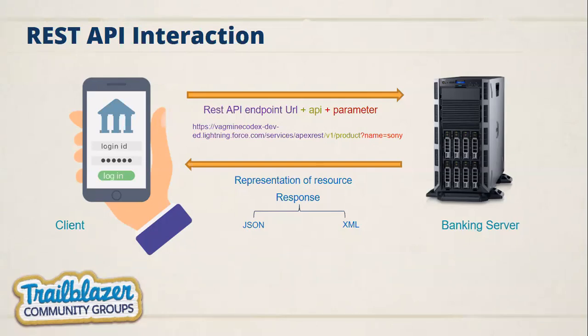And then I have put name equals Sony. Basically, it's a parameter. It's saying to get all the product details whose name is equal to Sony. So this request comes from the mobile device and it goes to the server. The server then gives a result. It gets the data from your database, probably like in our force.com database.